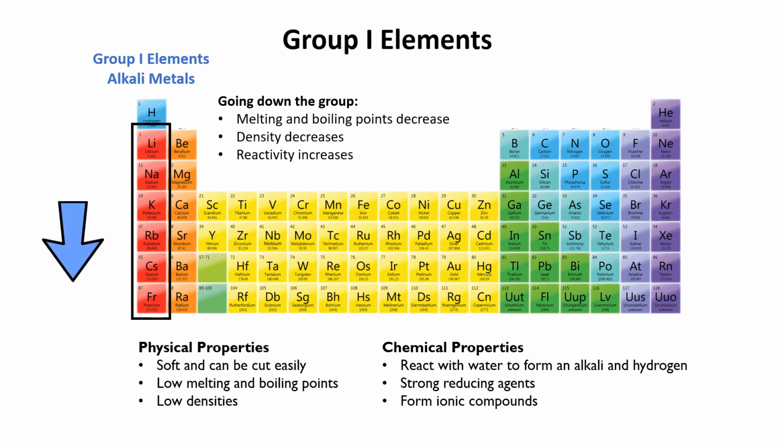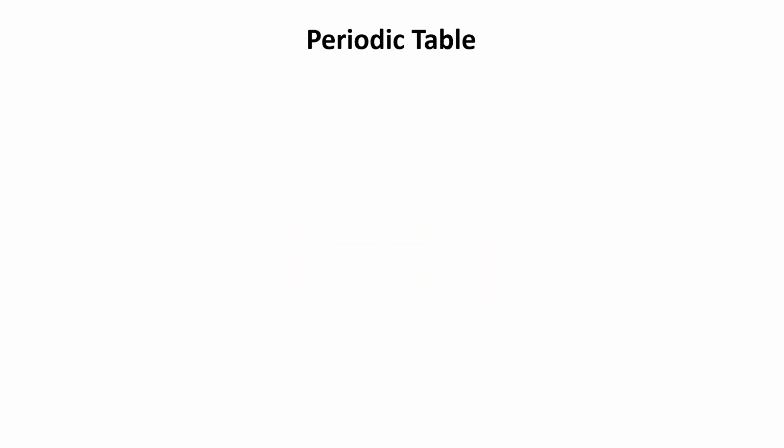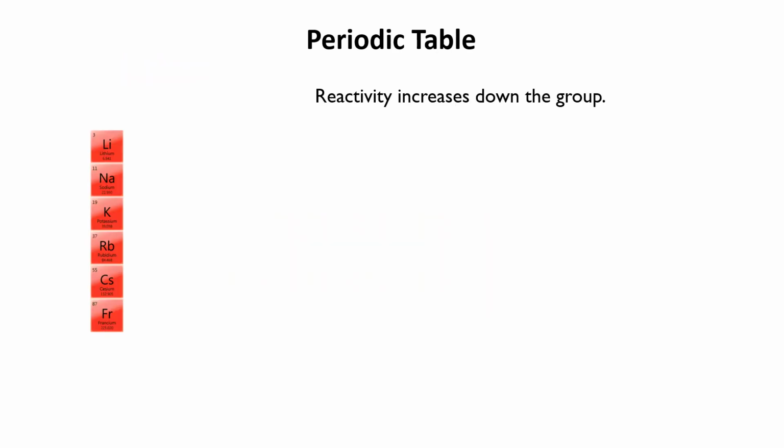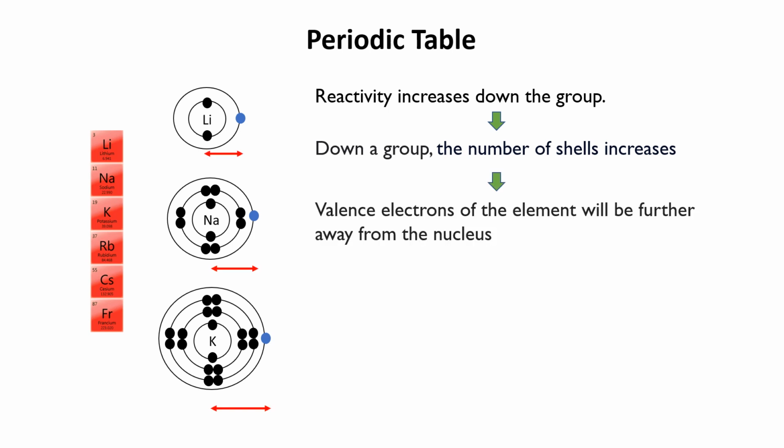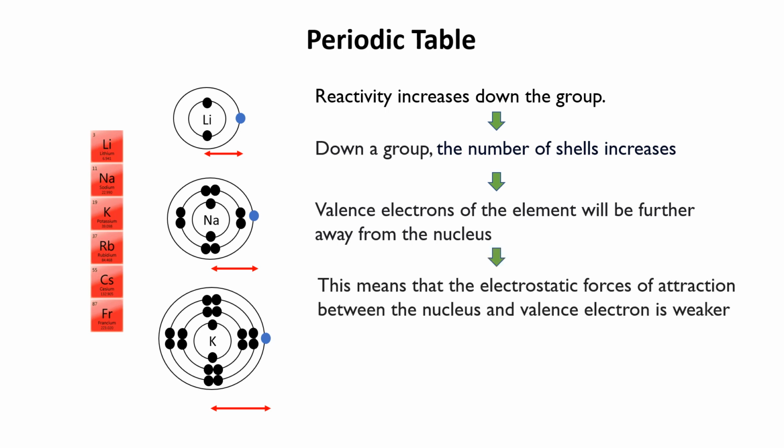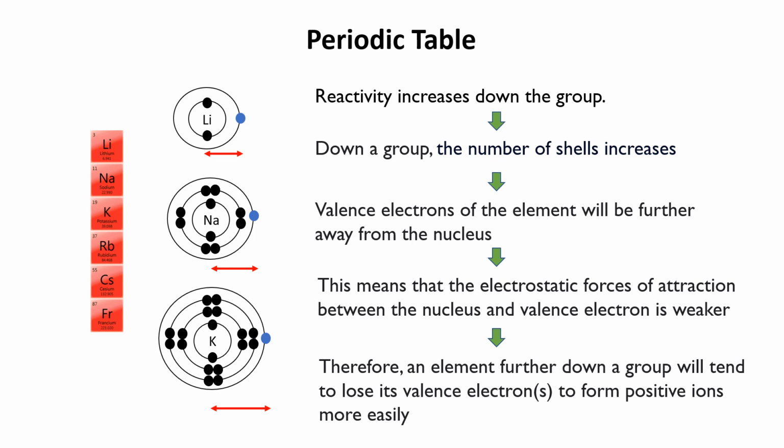Going down the group, melting and boiling points decrease, density decreases, and the reactivity increases. So reactivity increases down the group. Down the group, the number of shells increases. The valence electron of the element will be further away from the nucleus. This means that the electrostatic force of attraction between the nucleus and the valence electron is weaker. Therefore, an element further down the group will tend to lose its valence electron to form positive ions more easily. Therefore, the reactivity increases down the group.